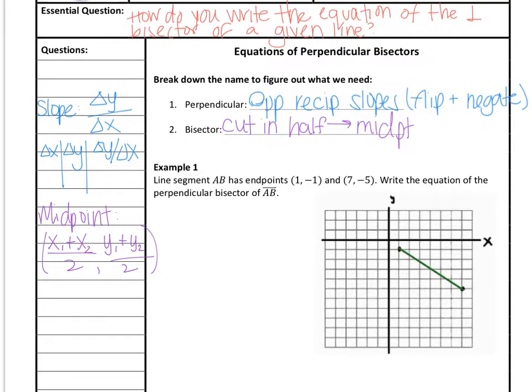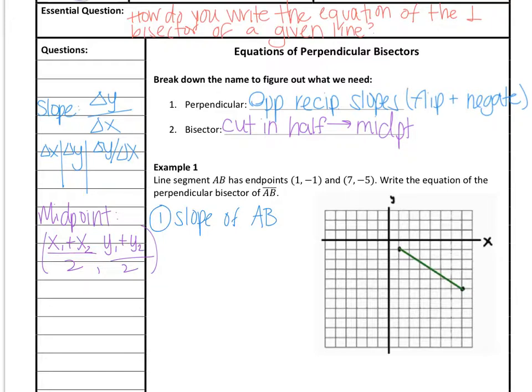So in this first problem it says line segment AB has endpoints of (1, -1) and (7, -5). So we're going to write the equation of the perpendicular bisector of AB. So first off, we need perpendicular, meaning it needs to go in the opposite direction, making right angles. And you can see as I drag my little laser through here, I want to go through the midpoint and I want to make right angles. So I need to have the slope in order to find the opposite reciprocal slope. So first step is slope of AB.